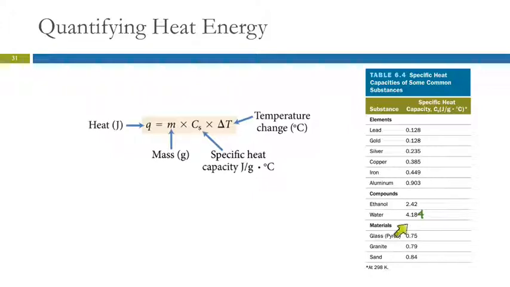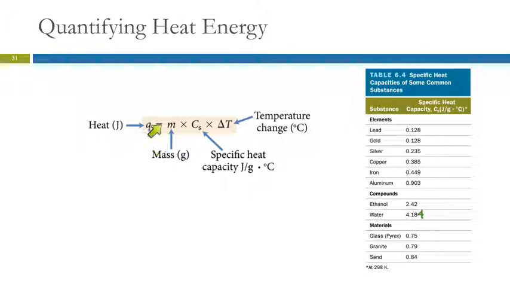So that's much higher. And what that means is to heat the same amount of, say, lead and water, if you want to raise them both 10 degrees, it's going to take a lot more heat to heat up the water, to raise the temperature of the water, because of its high specific heat capacity.